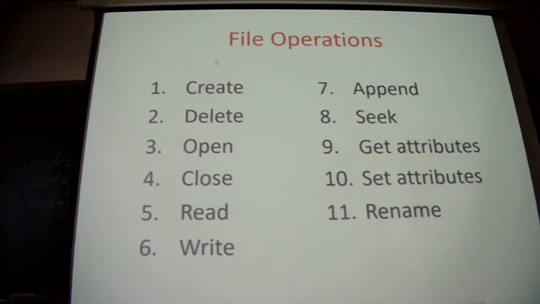There are 11 file operations for a file. The first one is create, which means we can create a file. The second one is delete. The third one is open. If you want to read a file, you must first open it.